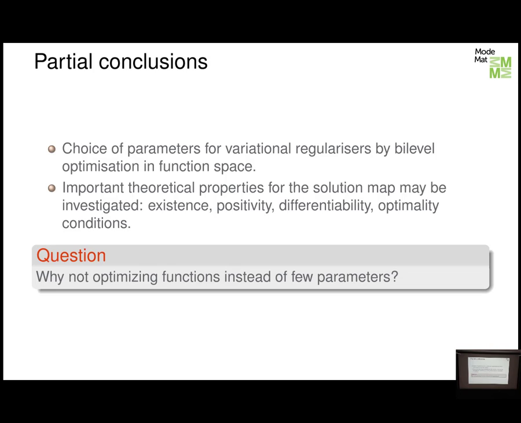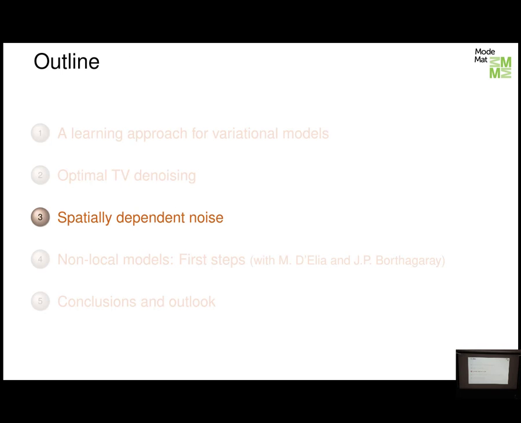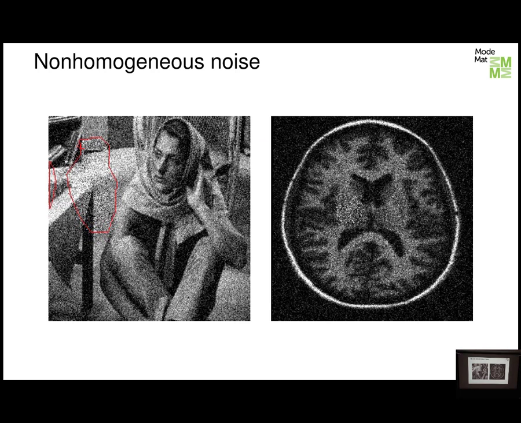But the tools are already there, so the tools were already developed, and what we asked ourselves is if it's possible to use those tools in a different setting, when we don't want to optimize only parameters, but we want to optimize functions themselves. And that has some applications in what is called spatially dependent noise. In this case, these are two images where in this red part, you can see, or well, I don't know if you can really see, but the noise is much higher in this part than in the rest of the image. So there are typical applications.